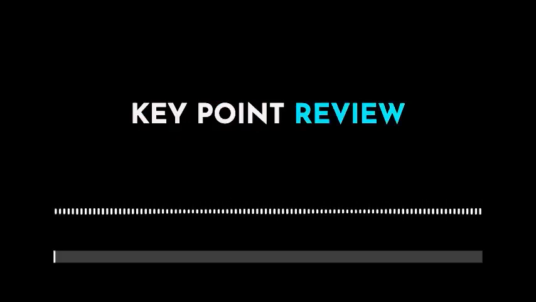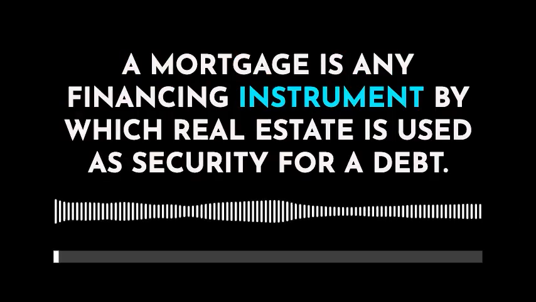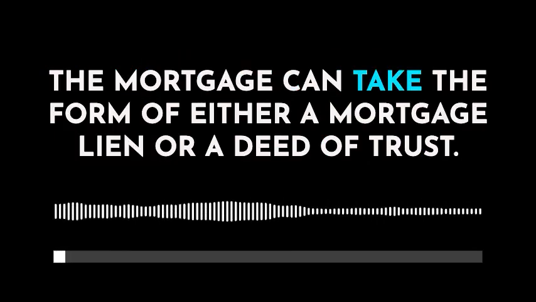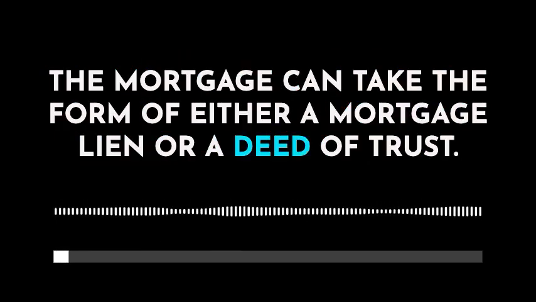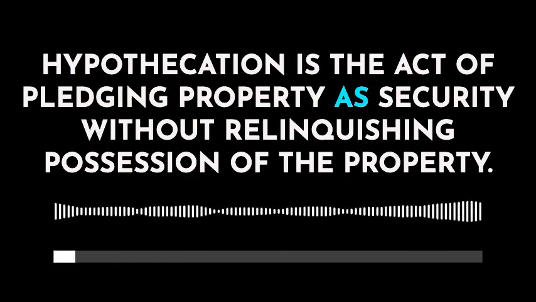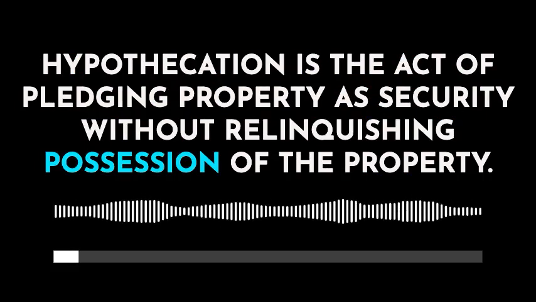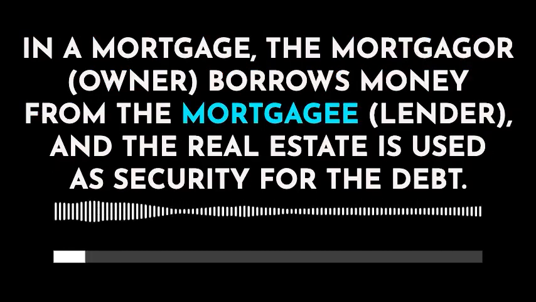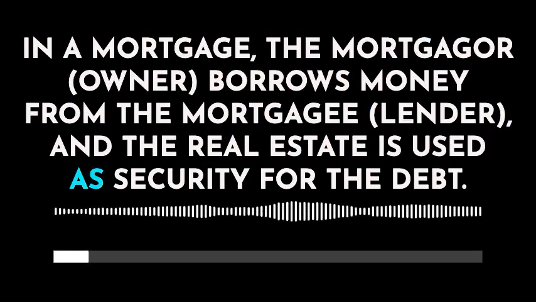Key point review. A mortgage is any financing instrument by which real estate is used as security for a debt. The mortgage can take the form of either a mortgage lien or a deed of trust. Hypothecation is the act of pledging property as security without relinquishing possession of the property. In a mortgage, the mortgagor borrows money from the mortgagee, and the real estate is used as security for the debt.